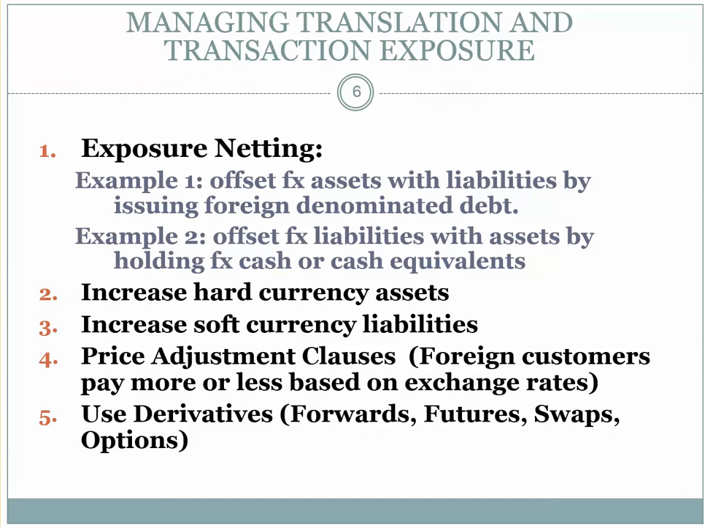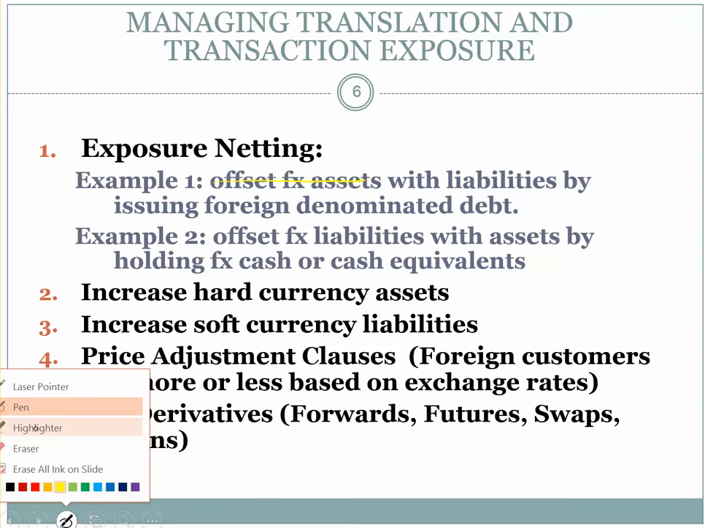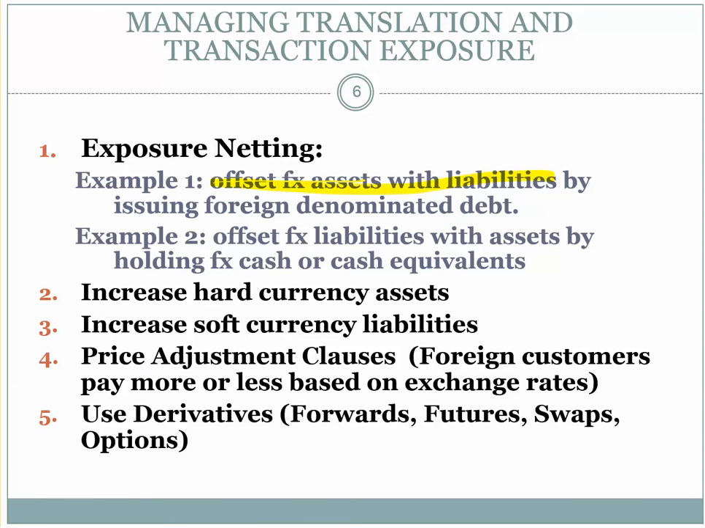So how do you manage translation and transaction exposure? Well, from the last topic, we showed that one way of handling translation exposure is just to get foreign exchange assets to offset foreign exchange liabilities. So if you have a Mexican sub and you know you have a lot of peso assets and you're going to bill your vendors over there, bill them in dollars, so then you have peso liabilities.